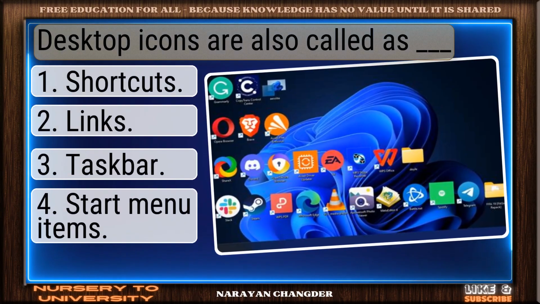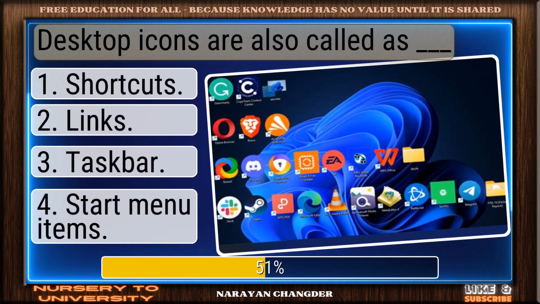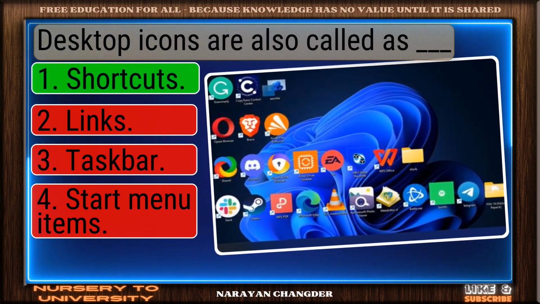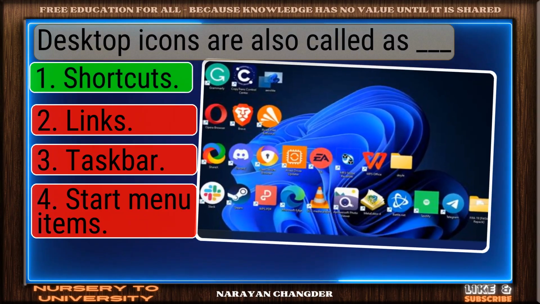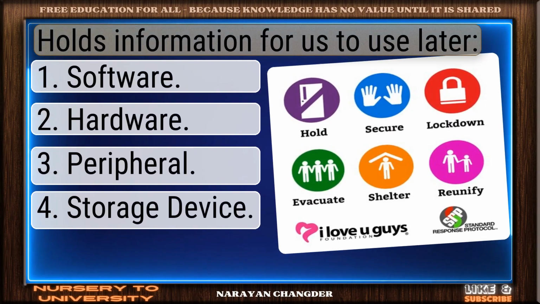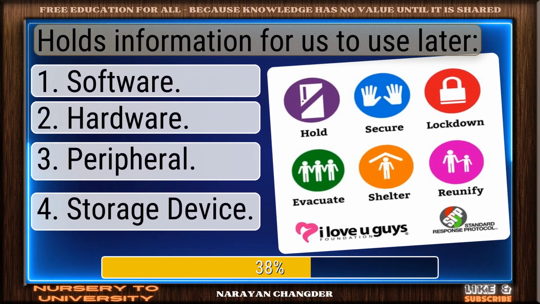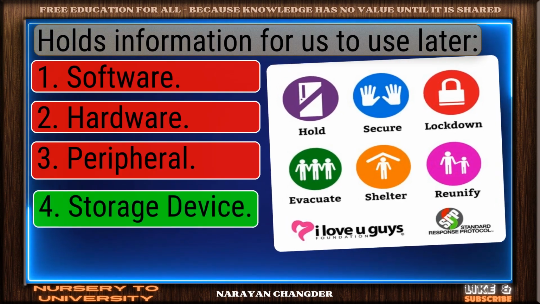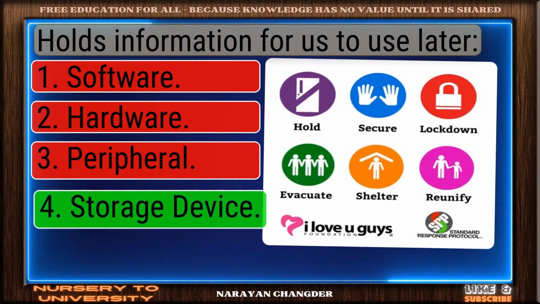Desktop icons are also called as dash. Strong choice. Shortcuts is right. Holds information for us to use later. You chose storage device. Correct.